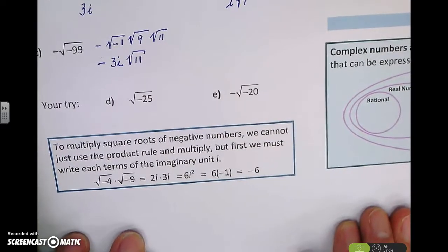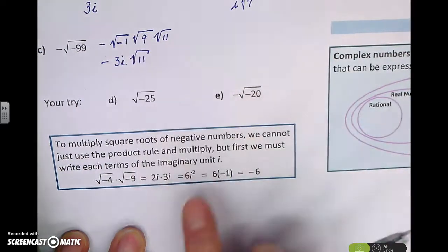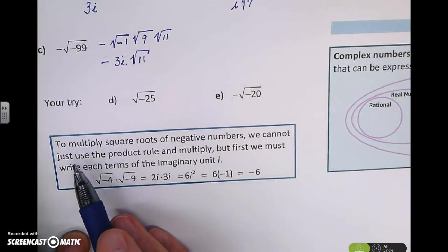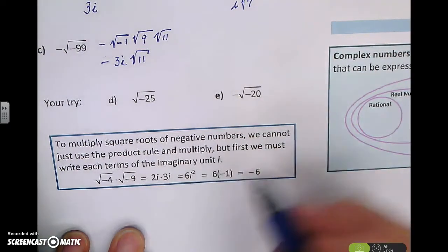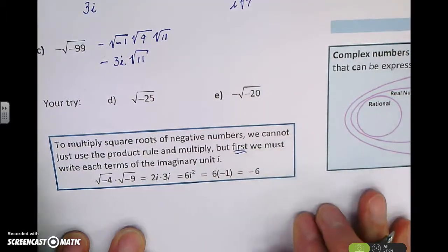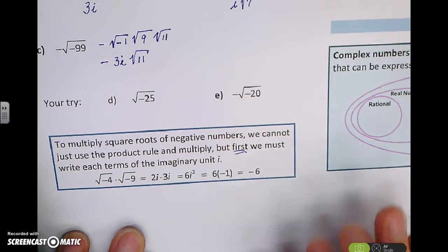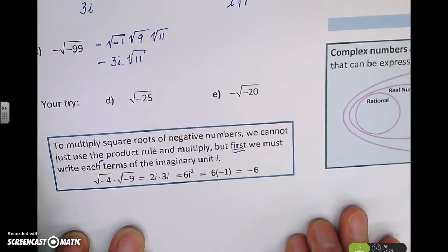All right, so here's another change. We've been using the product rule up here. To multiply square roots of negative numbers, we cannot just use the product rule and multiply. But first, underline that, we must write each in terms of the imaginary unit i.